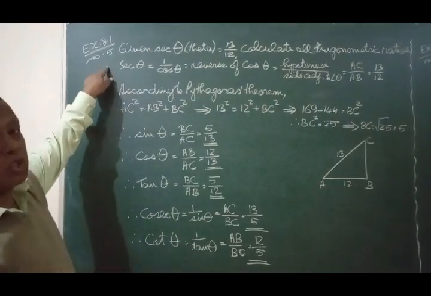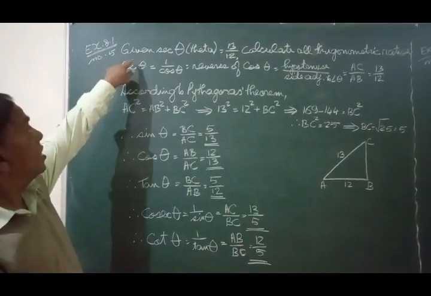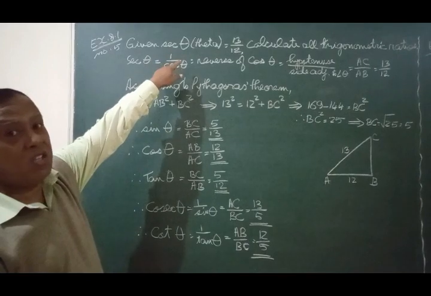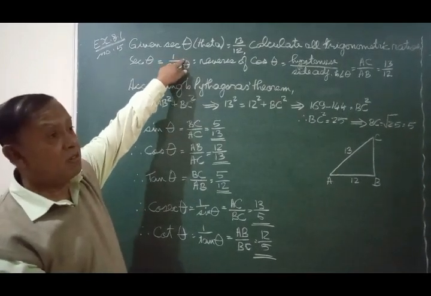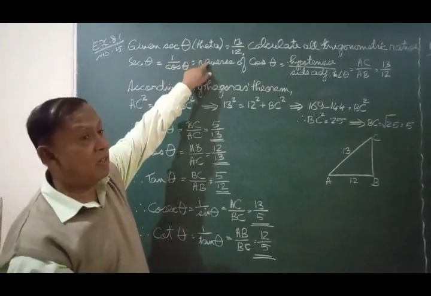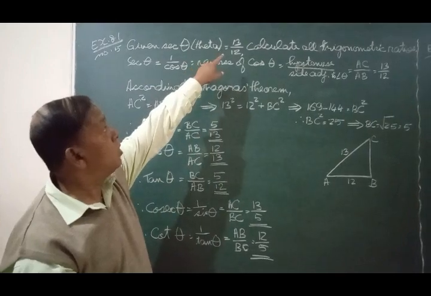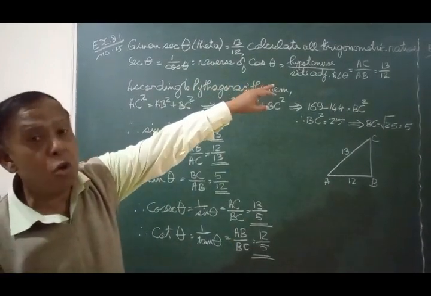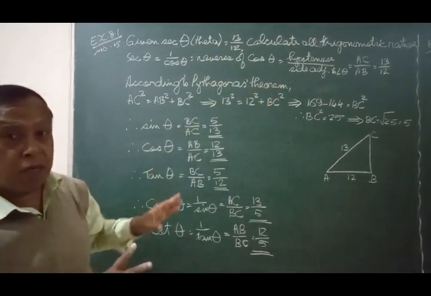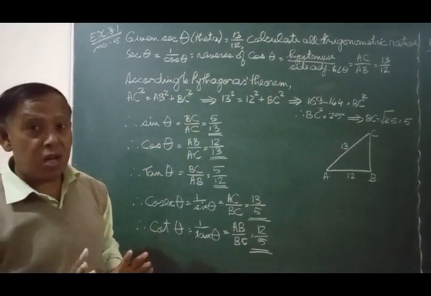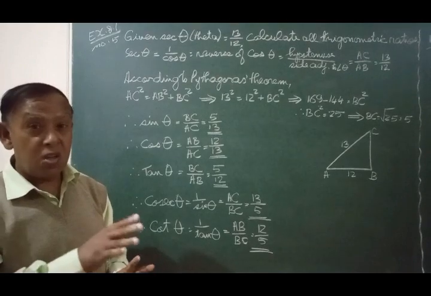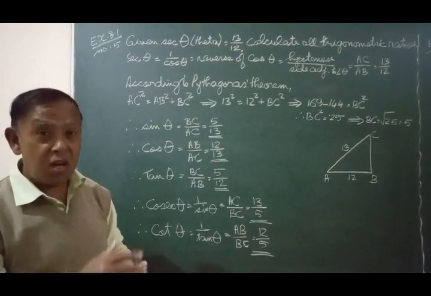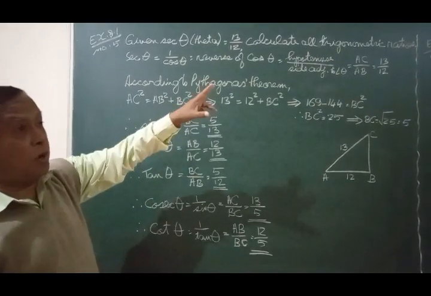We have now question number 5. Given sec theta is equal to 13 upon 12, calculate the other trigonometric ratios. All that we have seen, the 6 ratios are there: sine, cos, tan, cosec, sec and cot. We are asked to find out all.